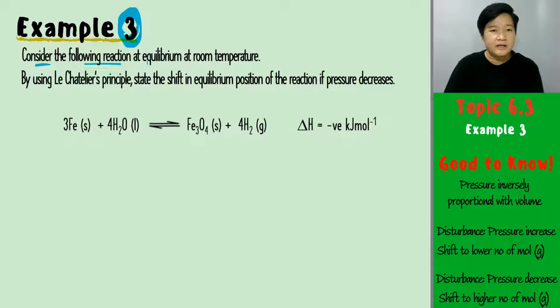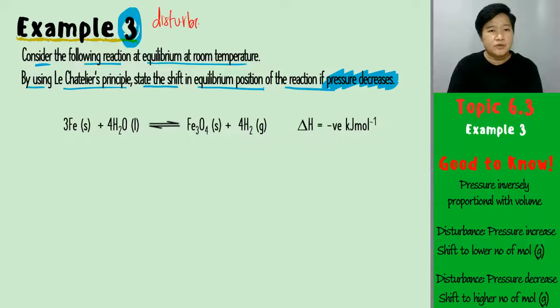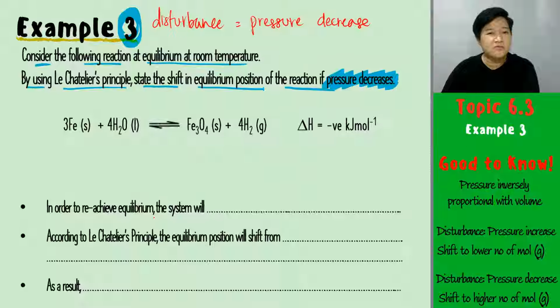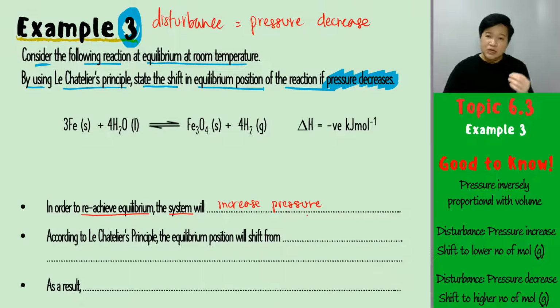Consider the following reaction at equilibrium at room temperature. By using Le Chatelier's principle, state the shift in equilibrium position of the reaction if the pressure decreases. So right now, we have a disturbance over here in this question, and the disturbance is the pressure decrease. And after so many examples, what happens to the system when the pressure decreases? Very, very simple. The system will always go against the disturbance. Therefore, in order to achieve the equilibrium, the system will increase the pressure. Agree? The system will definitely increase the pressure because right now your disturbance is decreasing the pressure.